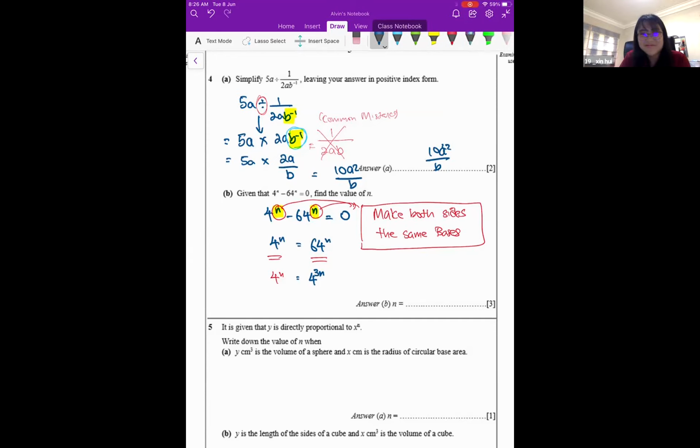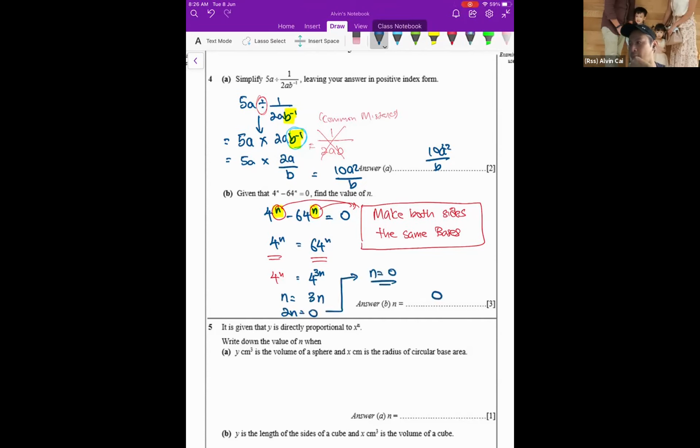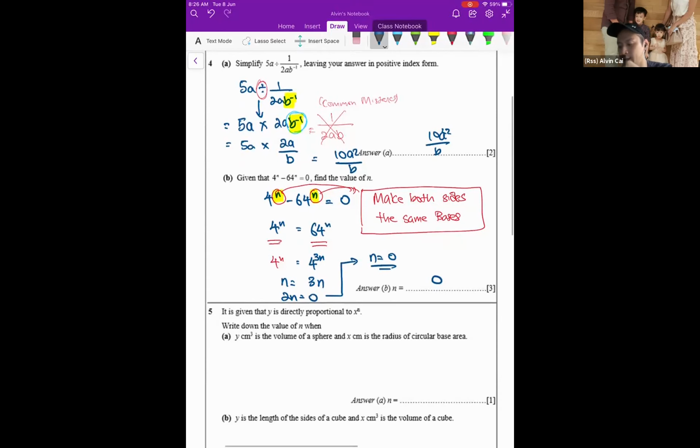Okay, good try. So 4 to the power of n equals to 4 to the power of 3n. So therefore n equals to 3n. And so we bring across, it becomes 2n equals to 0, and therefore n will be equals to 0. Okay, so great. So this is the answer, how we work towards n equals to 0.